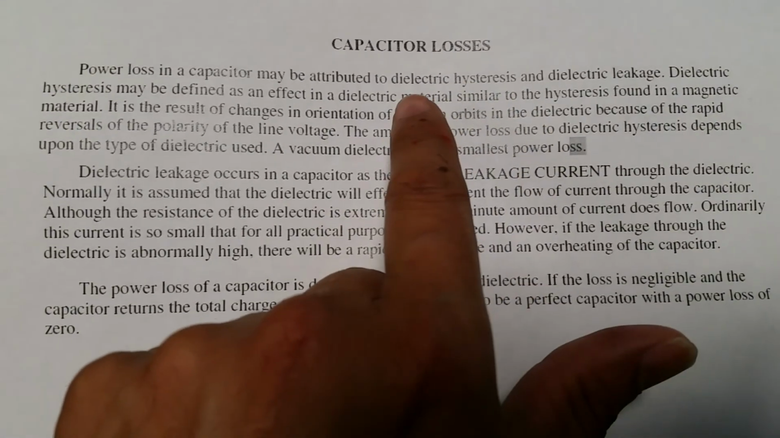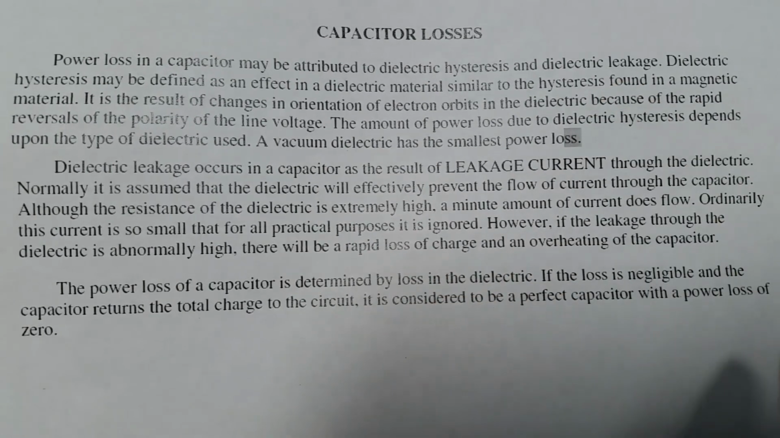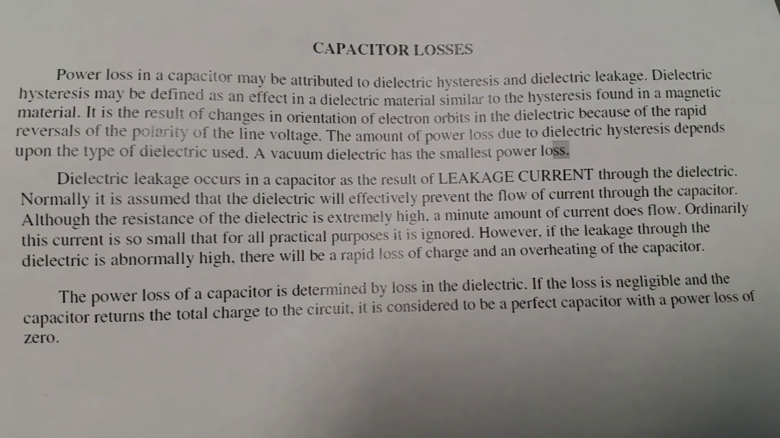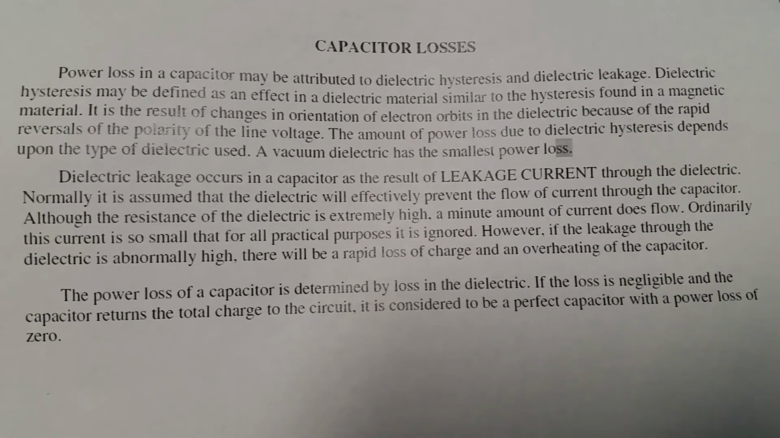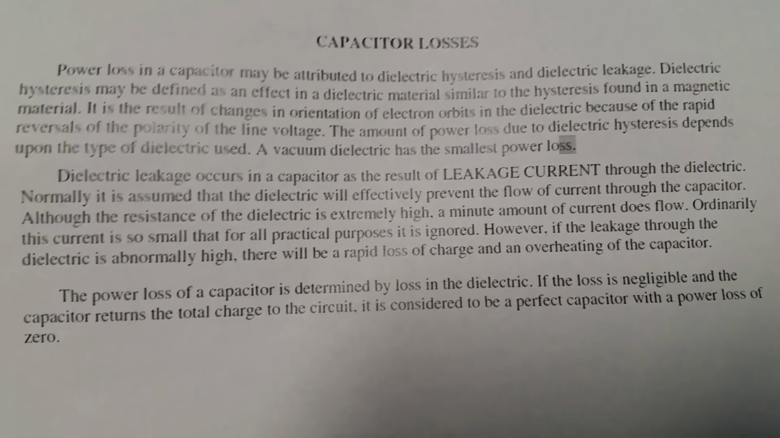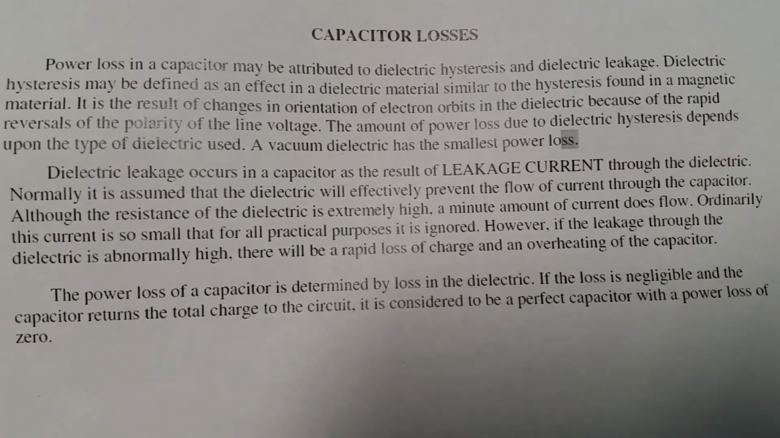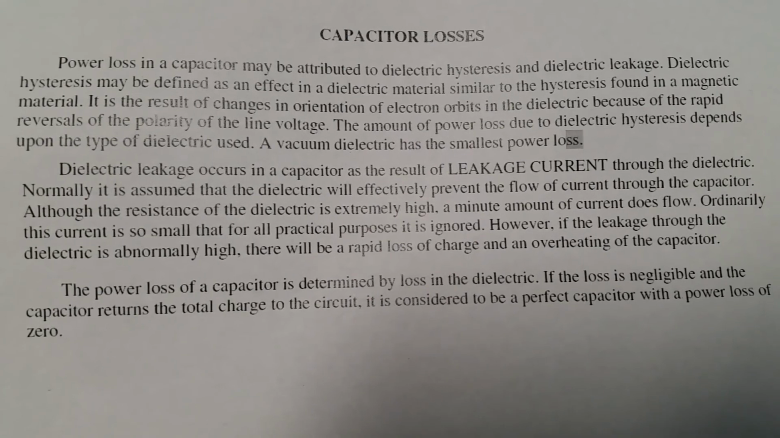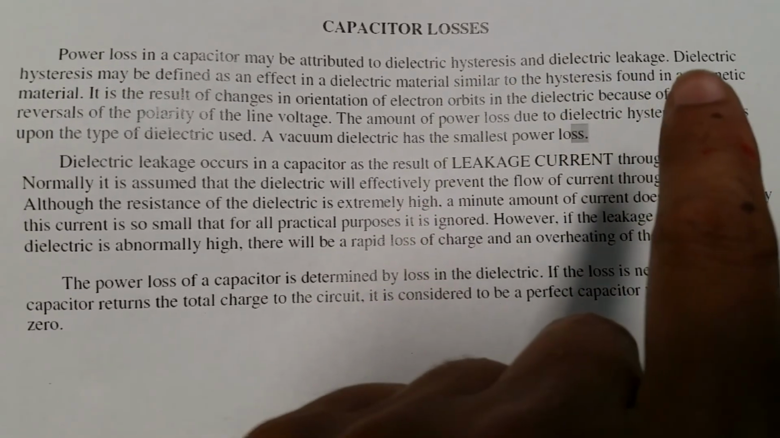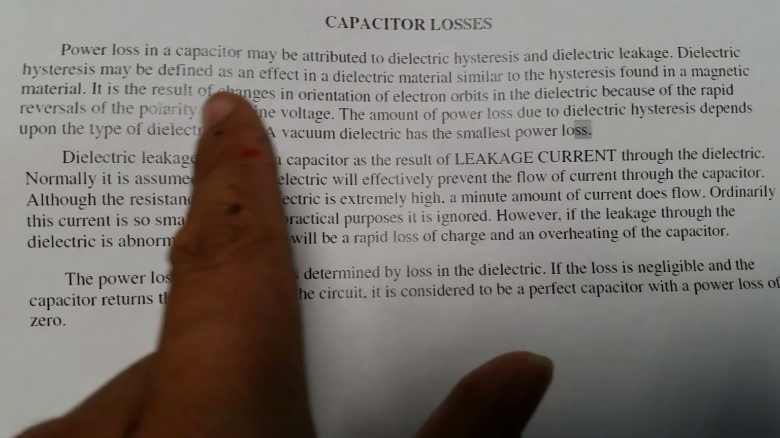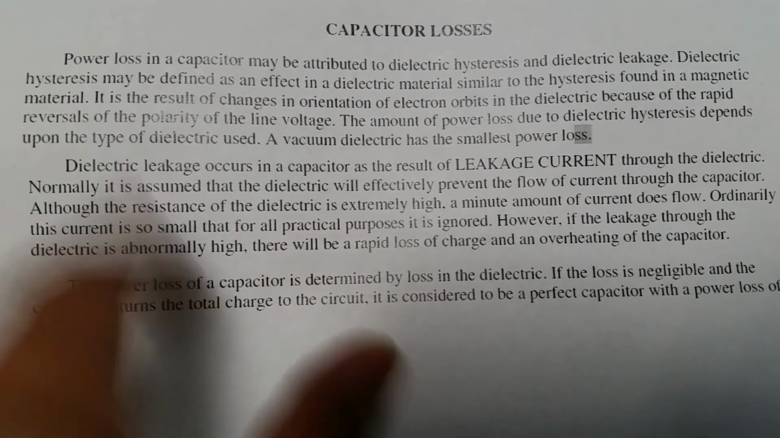Capacitors have 2 types of losses: dielectric hysteresis and dielectric leakage. There is no such thing as a perfect dielectric, but if the dielectric leaks too much current, at that point it will lead to capacitor failure. Hysteresis losses, according to the statement, work similarly to the hysteresis found in transformers or magnetic materials.